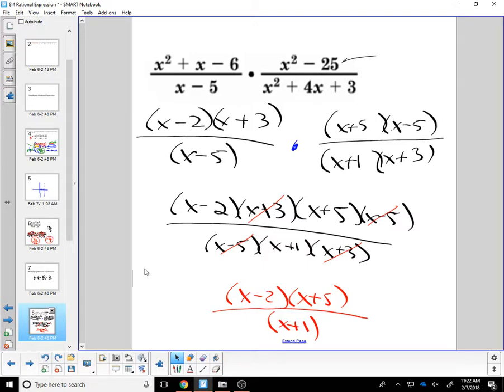Was it though? That is the simplification, yes. That is a simplified form of these two rational expressions being multiplied. That is the product of these two rational expressions.